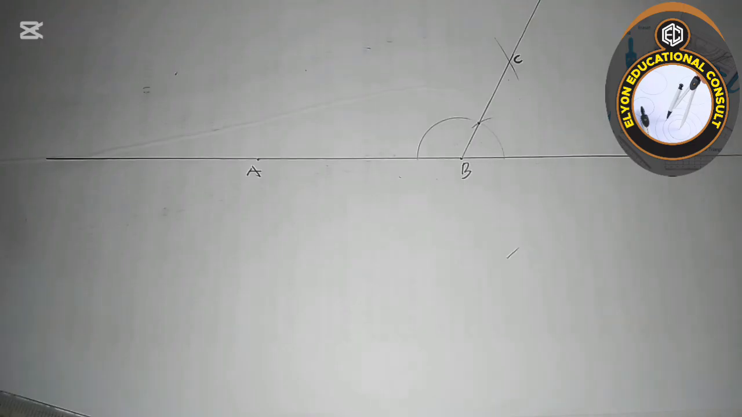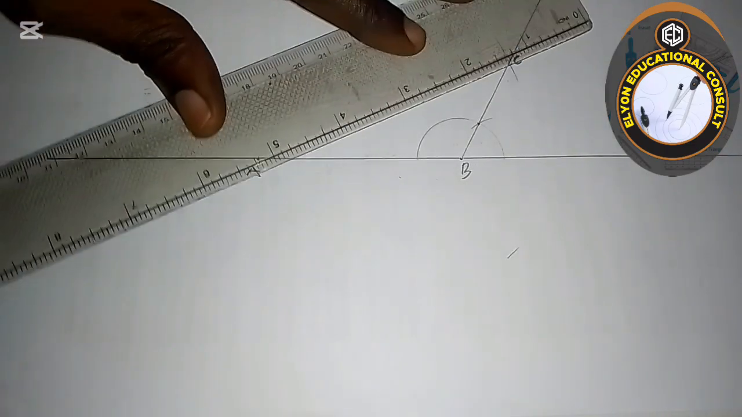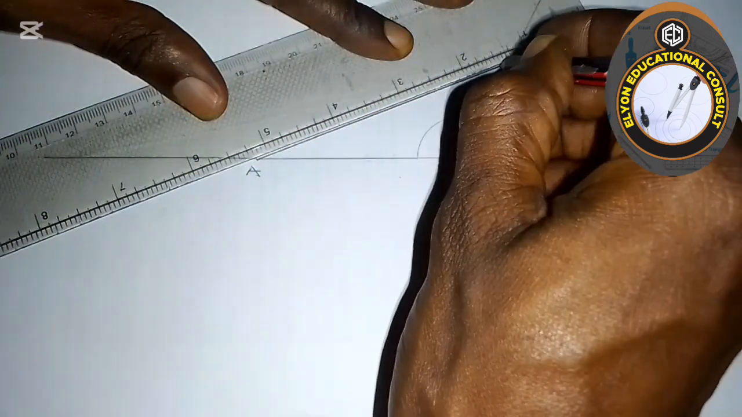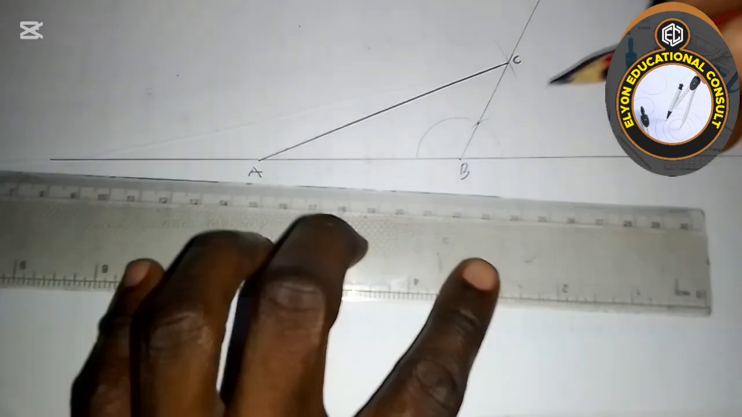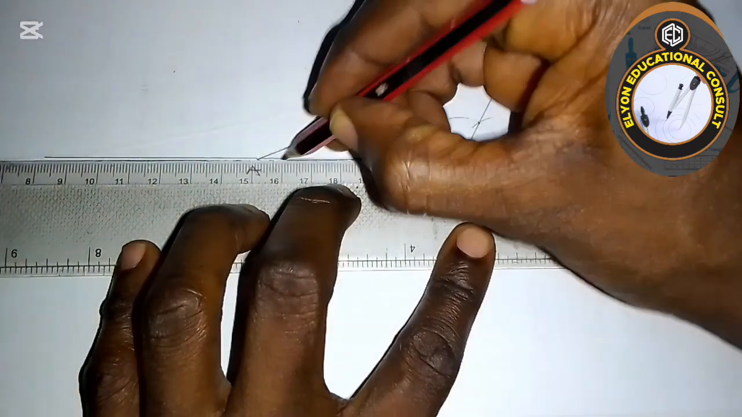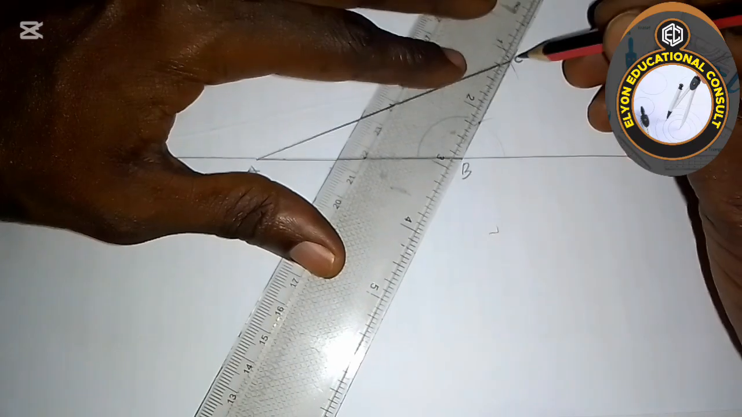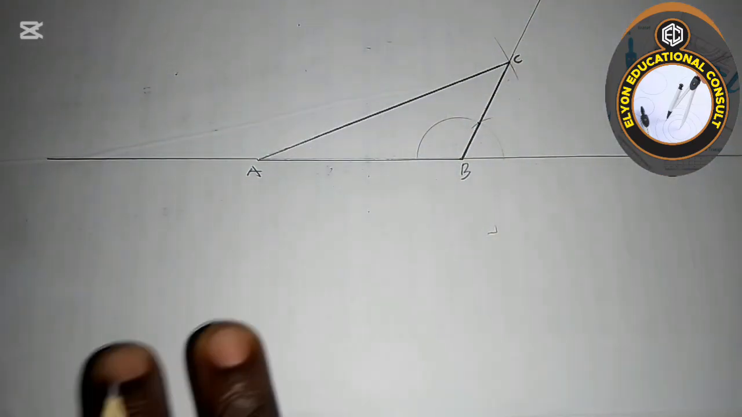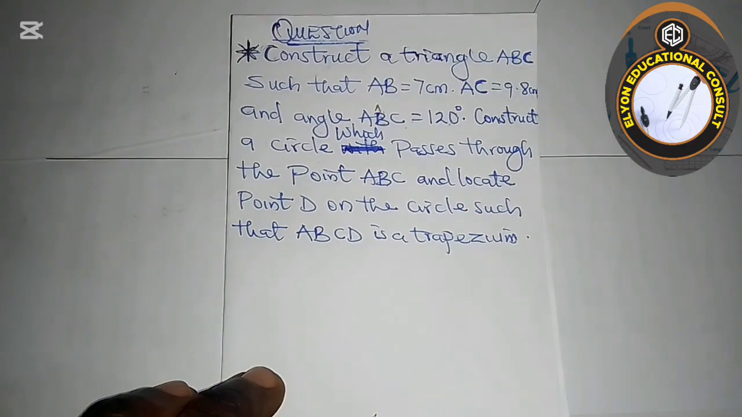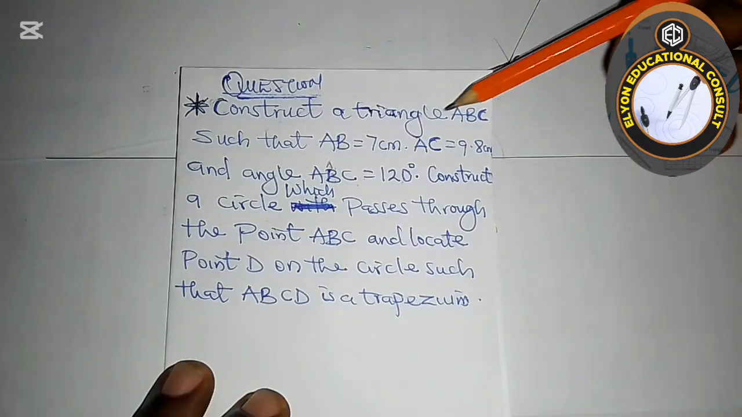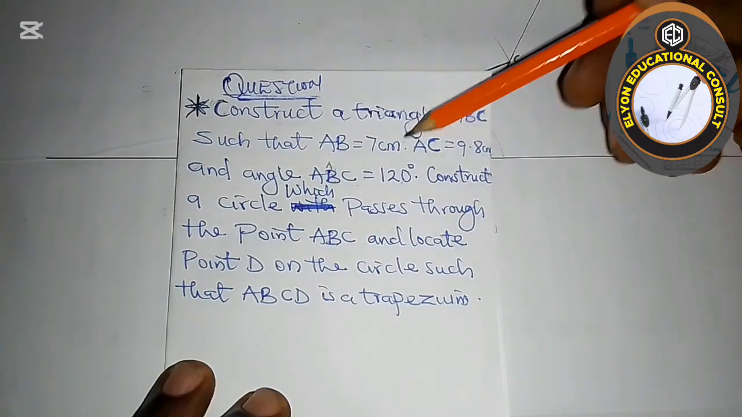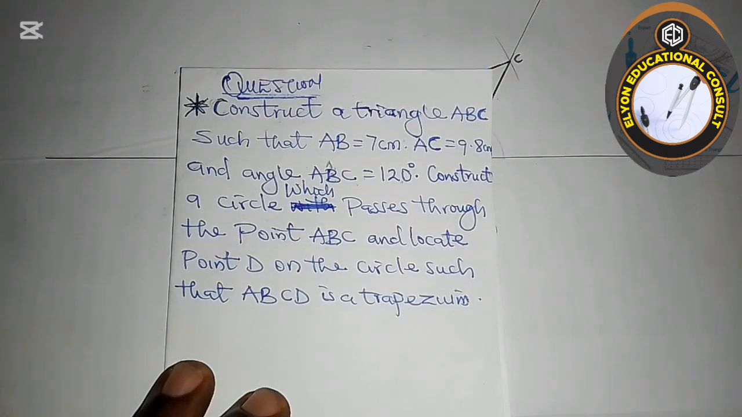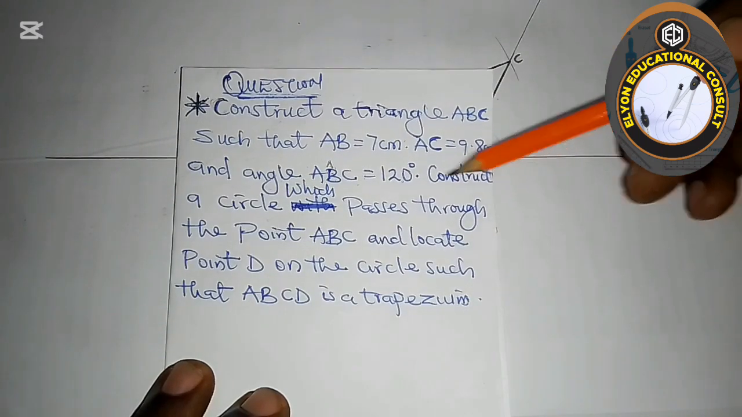With this now, we just join A to C. Then take out AB, then AC. Okay, so we have our triangle. The first part of the question has been answered. We have been able to construct a triangle ABC such that AB is 7 centimeters, AC is 9.8, and angle ABC is 120 degrees.